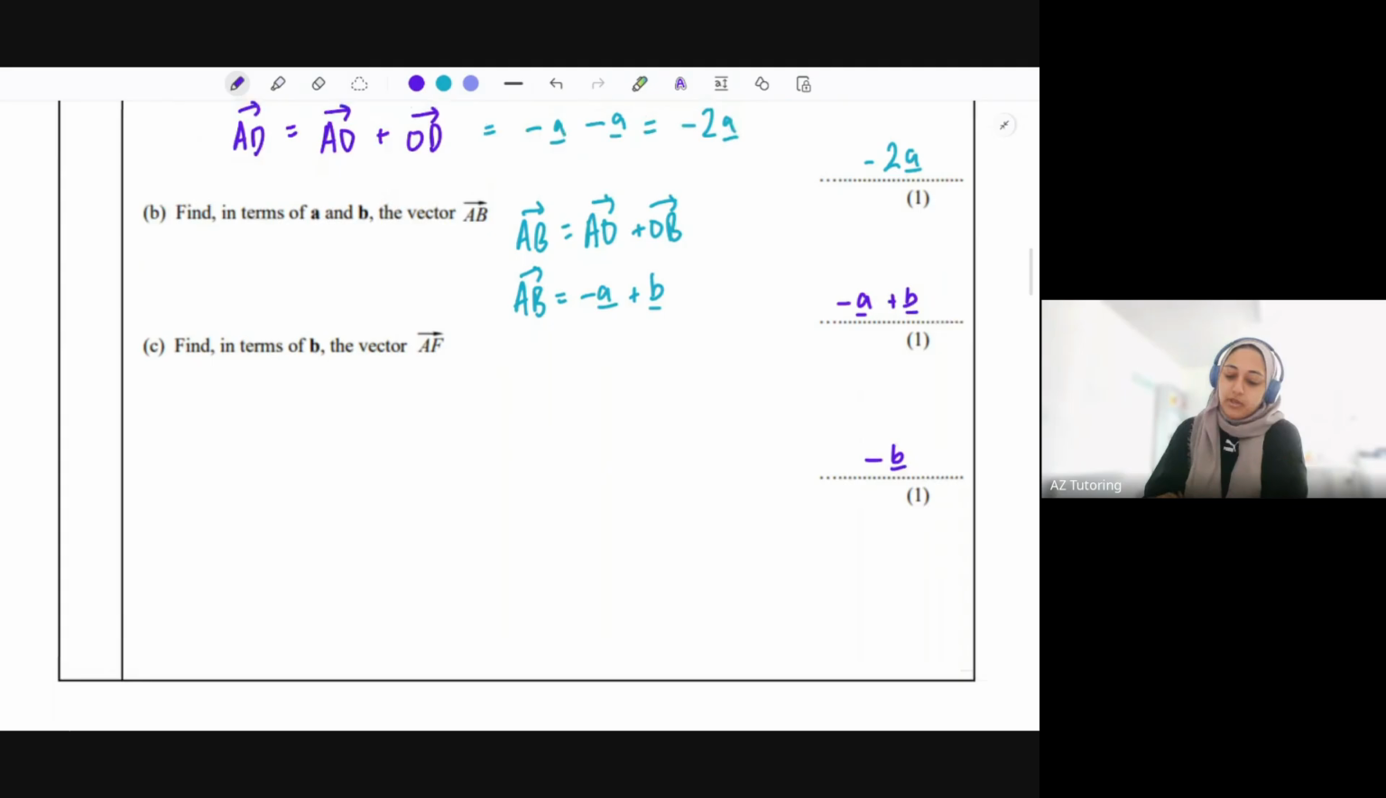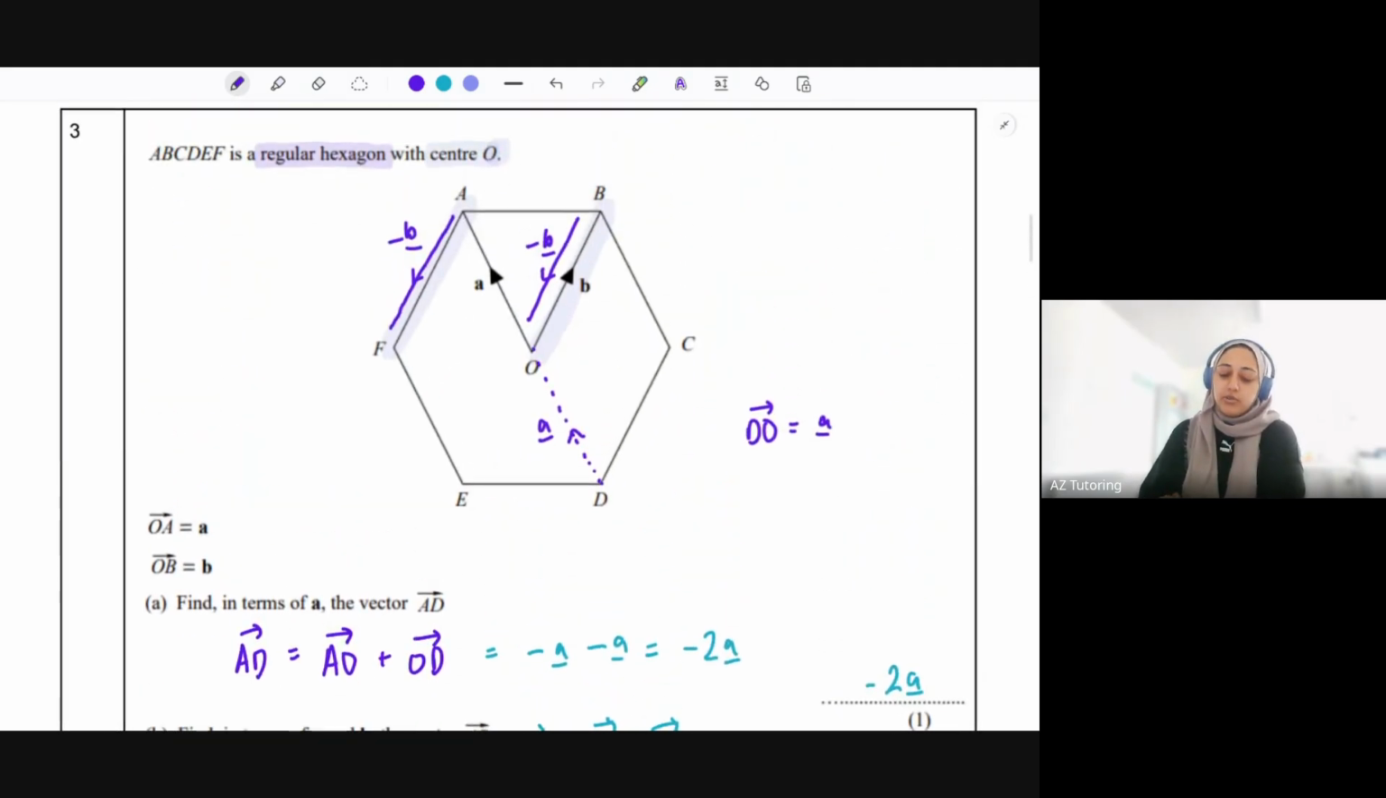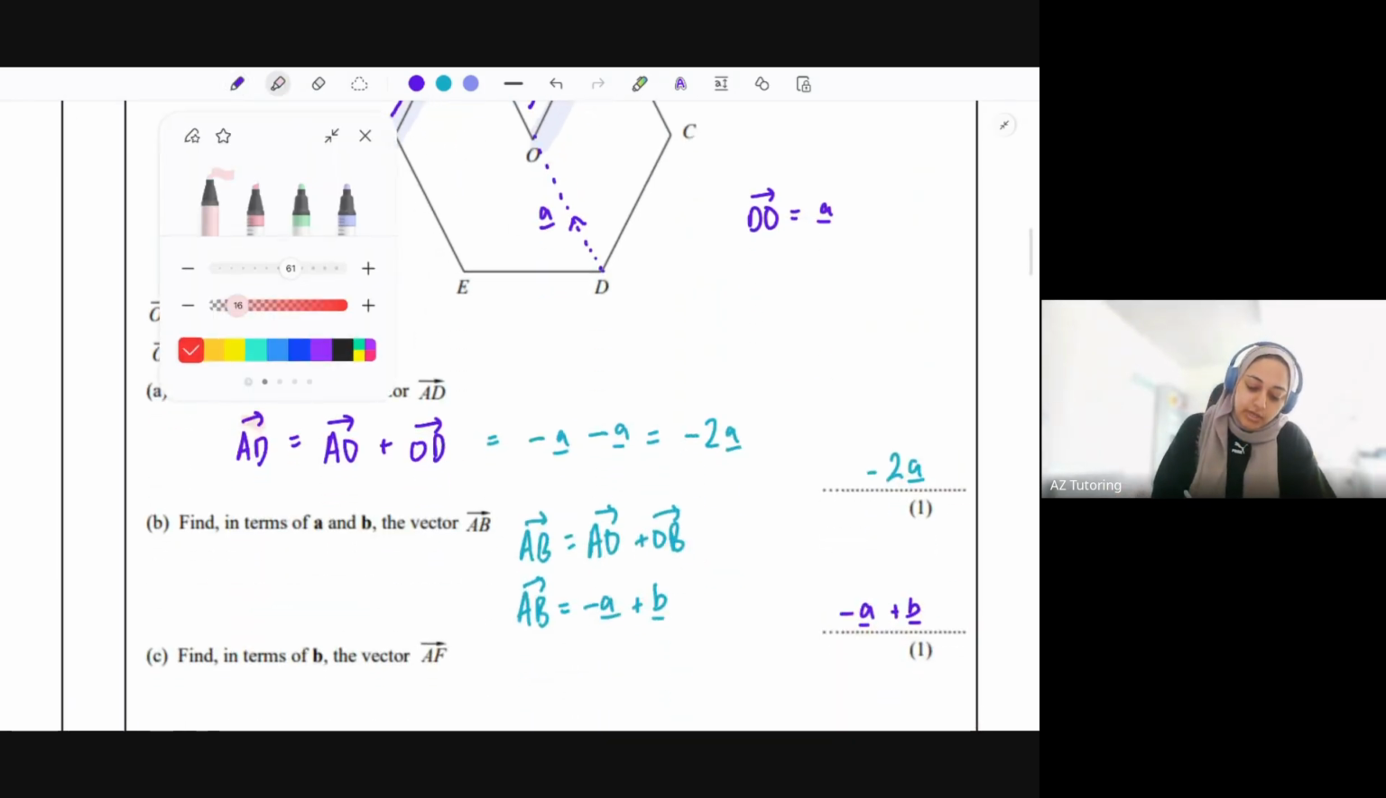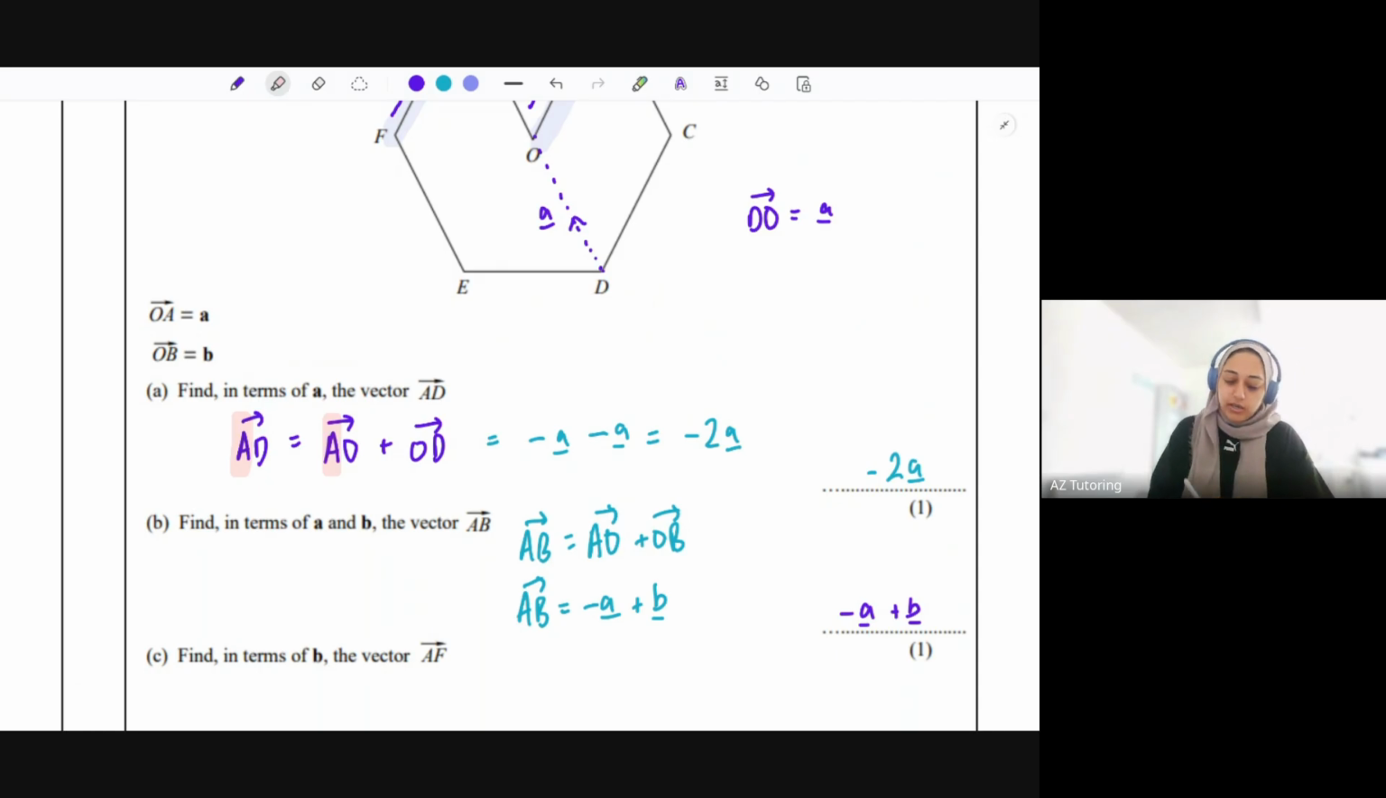So minus B. I think where a lot of people get confused with vectors is they say, how do I know which path to take? Because there's many paths. It doesn't matter which path you take, as long as you start at the starting and you end at the ending. So for example, here we start at A, and we've ended at D, and you can see we've ended at D here. For this one, we started at A, which we can see here, and then we've ended at B, which we can also see here as well.